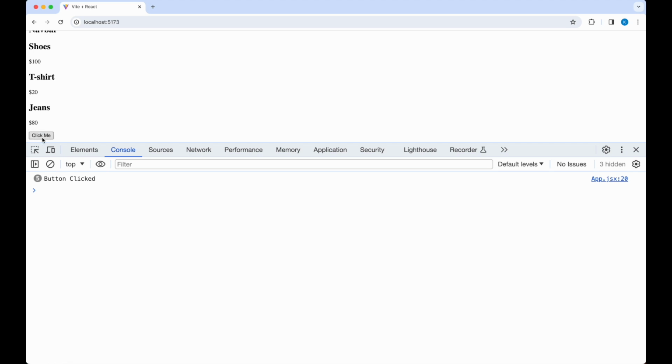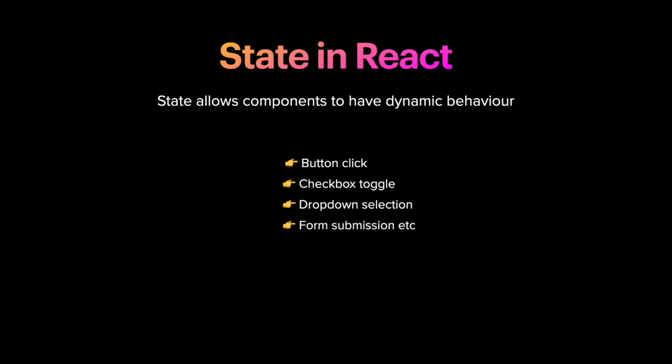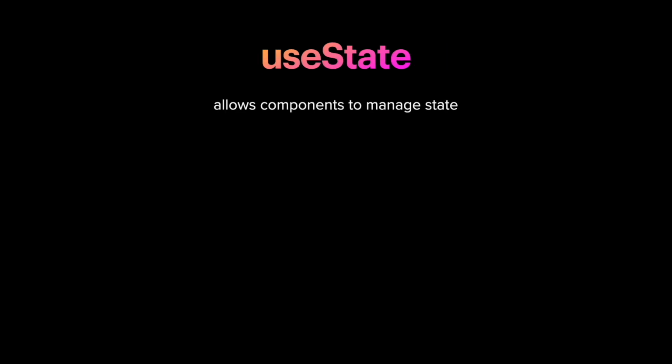After event handling, I want to discuss another important concept in React called state. State is what allows React components to have dynamic behavior. A component can change due to interactions like button click, checkbox toggle, and so on, which leads to re-rendering components and displaying the updated content on the page. In React, state refers to an object that allows components to maintain and update data over time. And to manage the state, we make use of something called the useState hook.